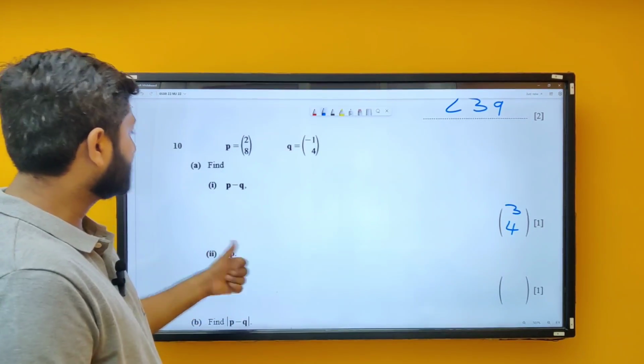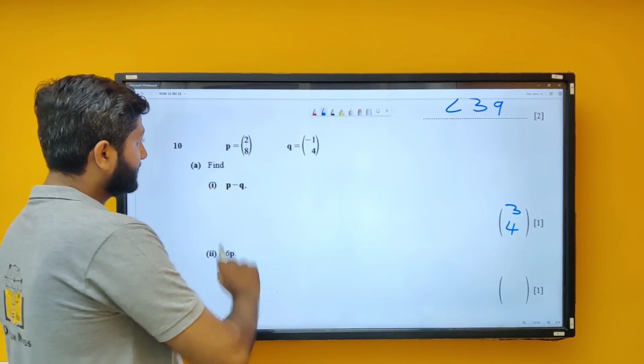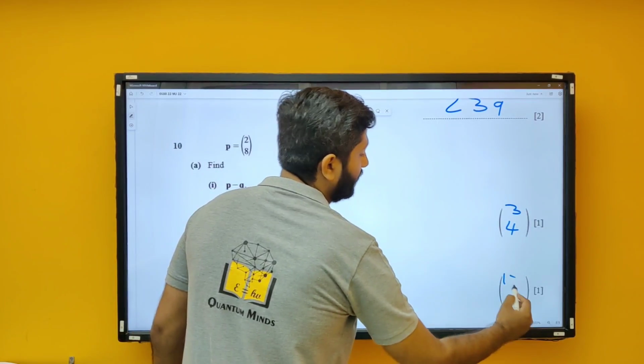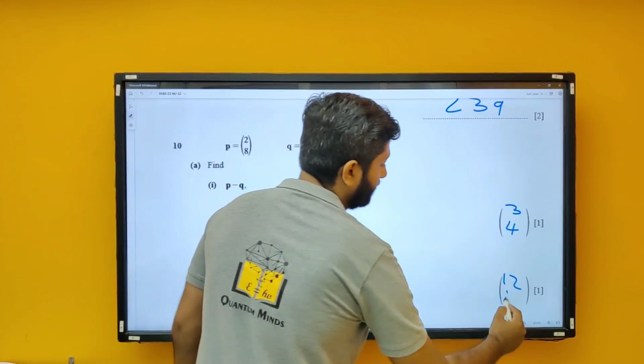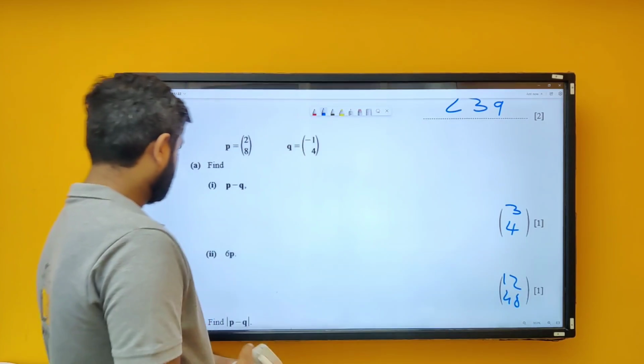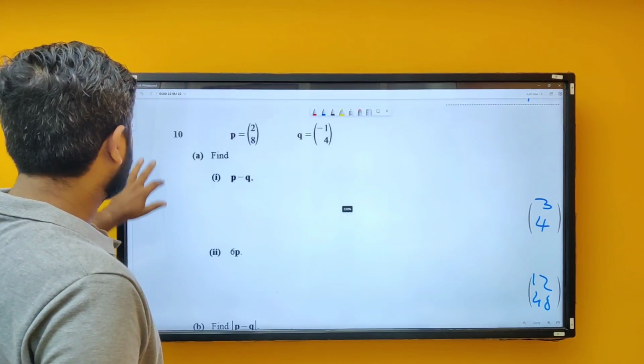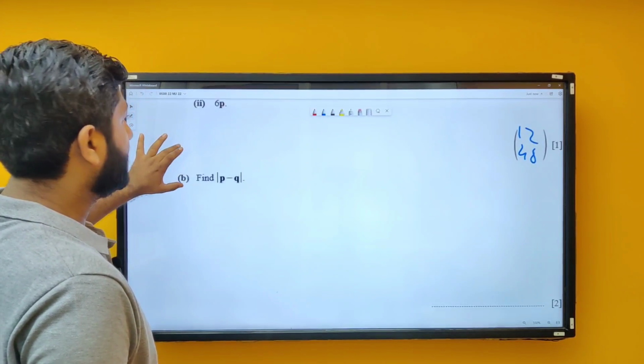I am supposed to find 6 times of P. 6 times of P is 6 into 2, 12, 6 into 8, 48. Next, I am supposed to find mod of P minus Q.